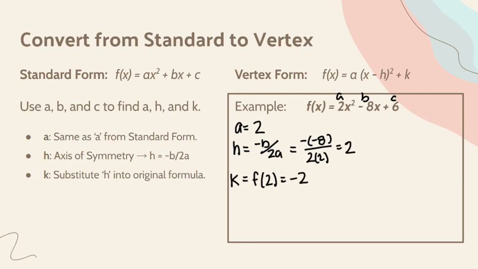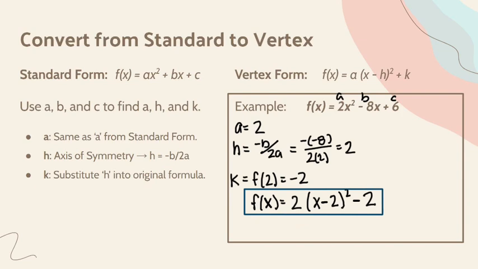and that would give us negative 2. So to write this equation in vertex form, we'll have f of x equals a, which is 2, times x minus h, which is also 2, squared, plus k, which is negative 2. So it's just going to be minus 2. And that is our equation now in vertex form. That's the same as this equation, just a different format.